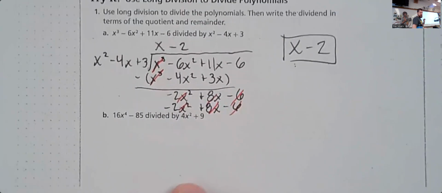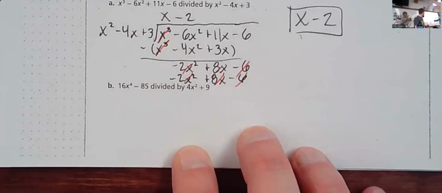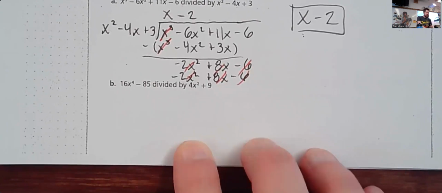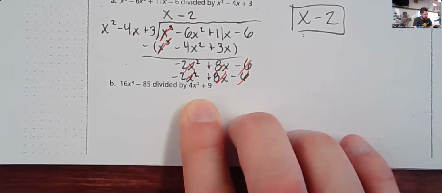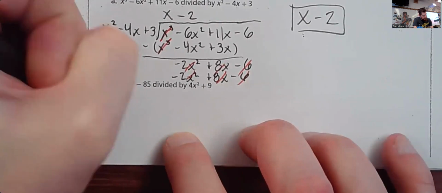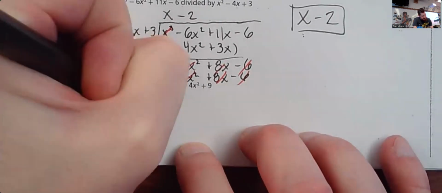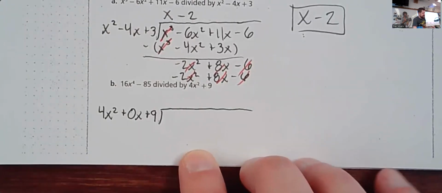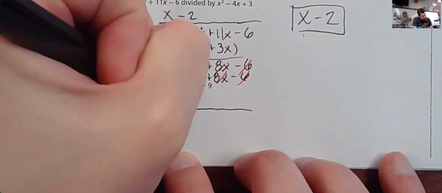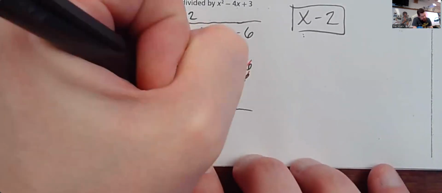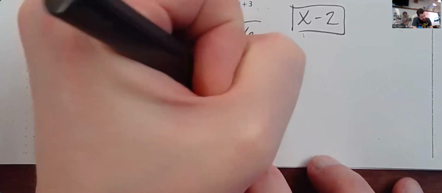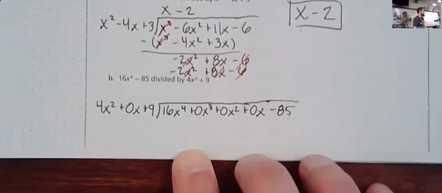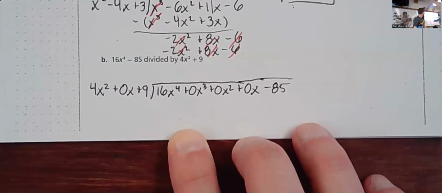All right, let's try this next one. Both of these are missing exponents with x, so we're going to fill everything in that's missing with a 0. So we're dividing by 4x squared plus 9, so we're going to get 4x squared plus 0x plus 9 as our divisor. And then our dividend is 16x to the 4th plus 0x cubed plus 0x squared plus 0x minus 85. A lot of filling in with blanks on this one. All right.